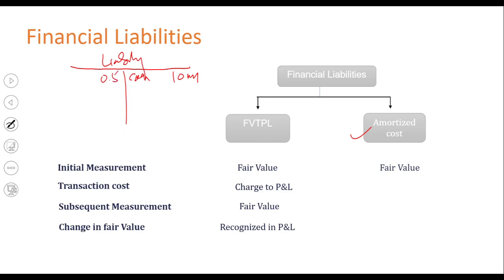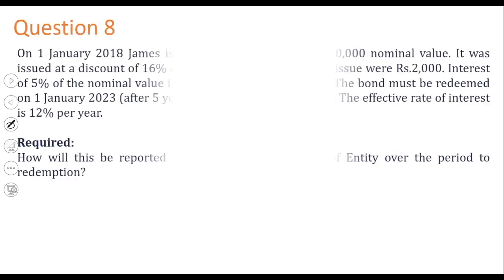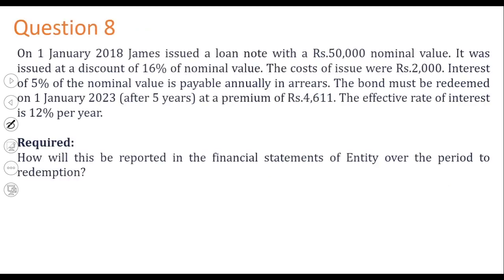Understood? If it is a financial asset, the transaction cost we add. If it is a financial liability, the transaction cost we deduct. So you need to deduct from the liability. Subsequent measurement at amortized cost, where we recognize the difference in P&L. So the same theory will be applicable here also, right? We'll see this question.